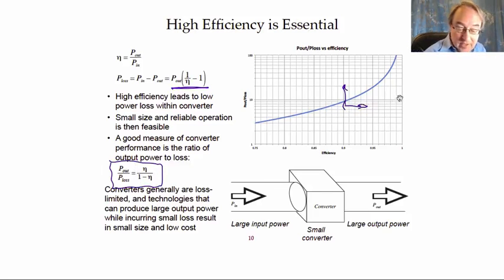So the higher we can get on this curve, the smaller our converter can be, and the more input and output power it can produce. This drawing here is meant to represent a very small size converter with very large input and output power flows. So we have a very small converter with very high efficiency that processes a very large amount of electric power.